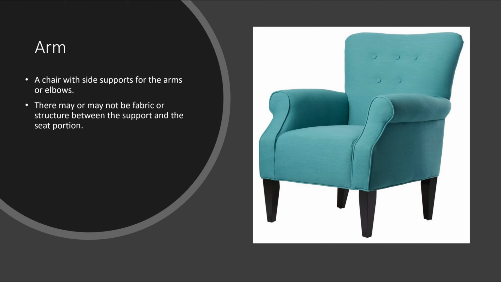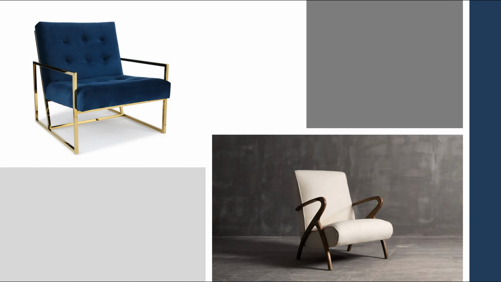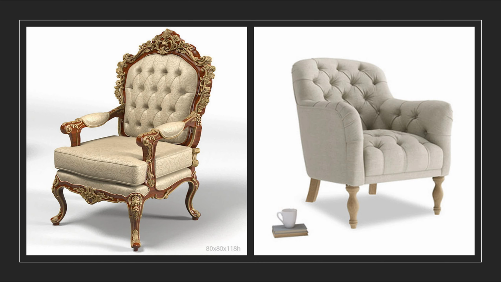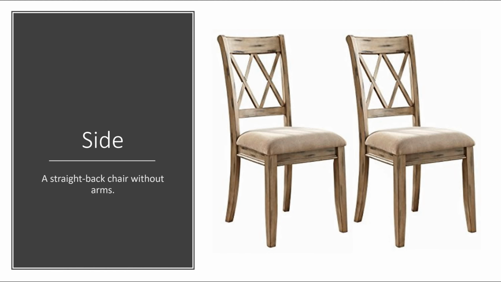Okay, then we have armchairs. This can honestly be almost anything. But this is a chair with side supports for the arms. Basically, an armchair has places you can put your arms. Super easy to tell, right? There may or may not be fabric or structure between the support and the seat portion. This can be a wooden chair, a metal chair, a fabric upholstered chair. It can really be anything. I'm going to show you a bunch of different examples. Here are some different examples of armchairs. Different styles.